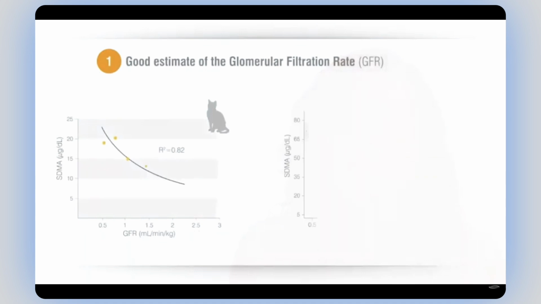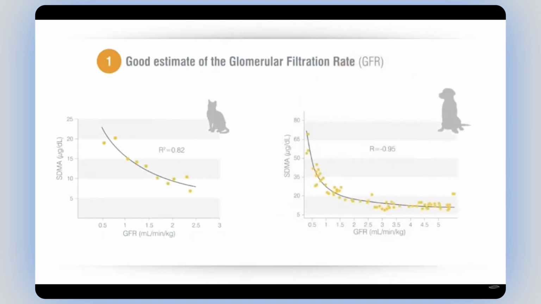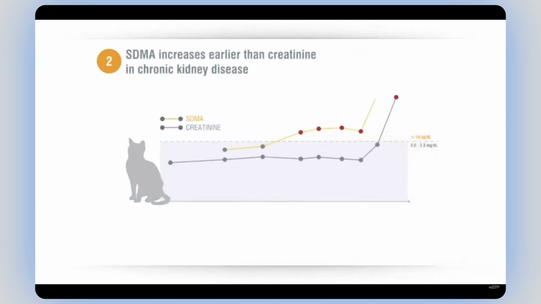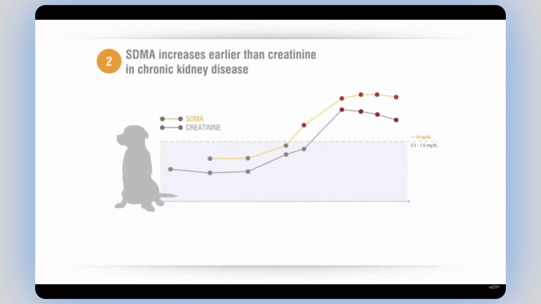What's special about SDMA? Well, there are 3 key attributes. Number 1, because it is freely filtered by the kidneys, SDMA provides a good estimate of the glomerular filtration rate, or GFR. Number 2, as mentioned, SDMA increases earlier than creatinine in chronic kidney disease. A recent study in cats showed that SDMA detected chronic kidney disease on average 17 months earlier than creatinine. A similar study in dogs found that SDMA detected chronic kidney disease on average 9 months earlier. Number 3, SDMA is specific for kidney function.